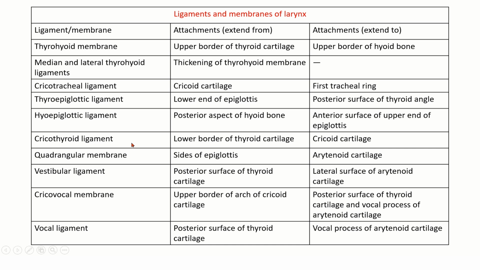Then cricothyroid ligament: lower part of the thyroid cartilage and cricoid cartilage. Quadrangular membrane: sides of the epiglottis and arytenoid cartilage. Then vestibular ligament: posterior surface of the thyroid cartilage and lateral surface of the arytenoid cartilage. Cricovocal membrane.